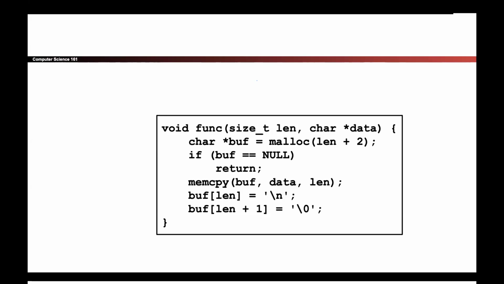Okay, good, unsafe, yes. Because if len is 2 to the 32 minus 1, len plus 2 is 1. So malloc allocates space for 1 byte and succeeds. So buff points to an array with space for 1 byte. But then the memcpy writes 2 to the 32 minus 1 bytes. Way more than was allocated. Starts trashing everything afterwards.